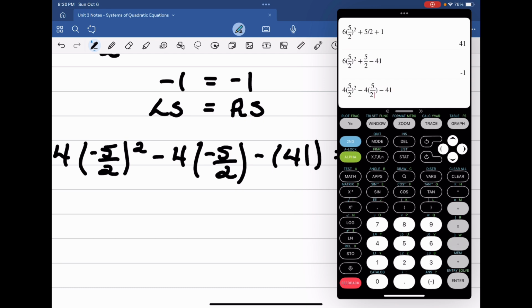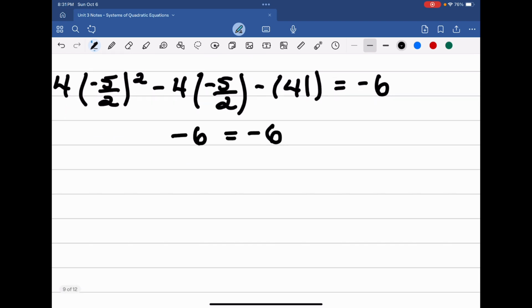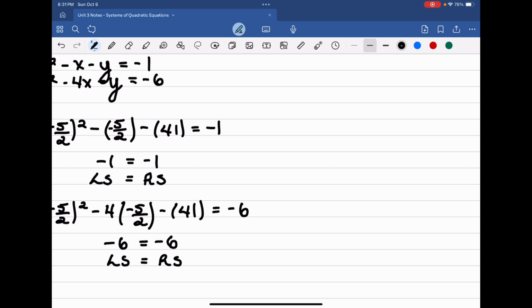There we go. And I am forgetting the negative that is up top, but actually no, this should be a positive between these two because of the double negative. There we go. So this gives us negative 6 is equal to negative 6. And therefore, the left-hand side is equal to the right-hand side. Awesome.